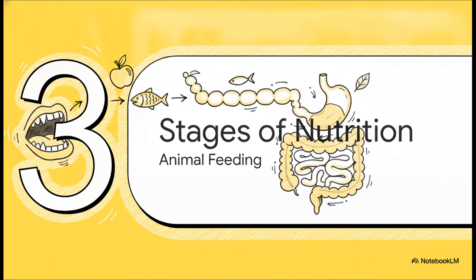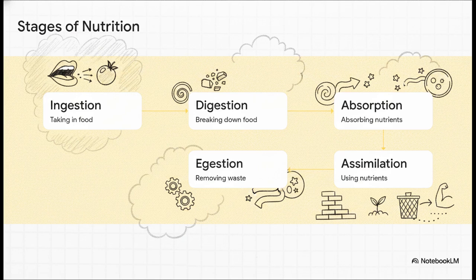Okay, let's shift into Section 3, the 5 stages of nutrition. Let's see how this all builds into the physical journey of a meal inside an animal's body. Pro tip here. Chunk these 5 sequential steps together on one single flashcard to easily memorize holozoic nutrition. It's a flawless biological assembly line. 1. Ingestion, taking the food in. 2. Digestion, breaking it down. 3. Absorption, pulling those nutrients into the body. 4. Assimilation, actually using those nutrients to build tissue. And 5. Egestion, getting rid of the waste.